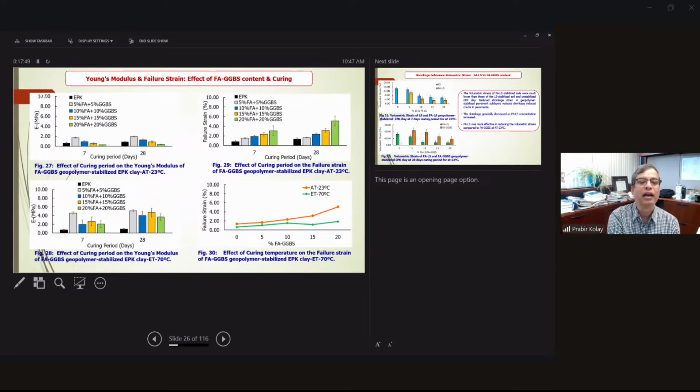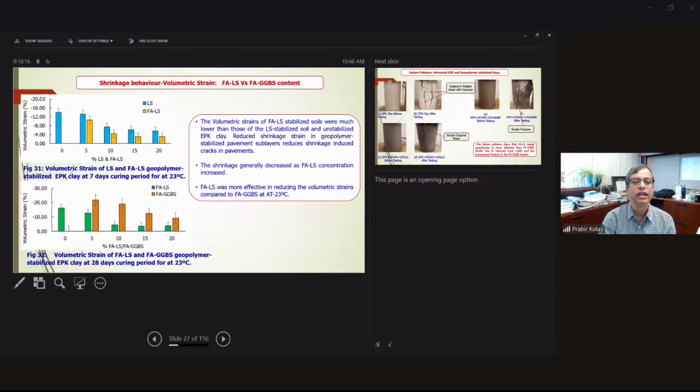So this is the modulus of elasticity for different combinations of the EPK clay, fly ash, or GGBS mixture for elevated temperature. The first two are the normal temperature. The bottom one is the elevated temperature. What are the UCS values, E values, and the failure strain? And then how much is the volumetric strain? Also, we calculated over here for the lime sludge and then lime sludge fly ash. So when lime sludge fly ash is mixed with that, obviously the volumetric strain is decreased.